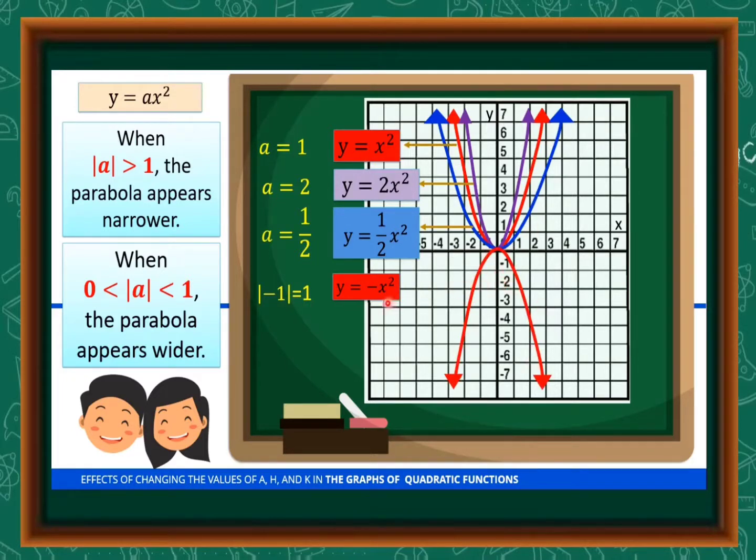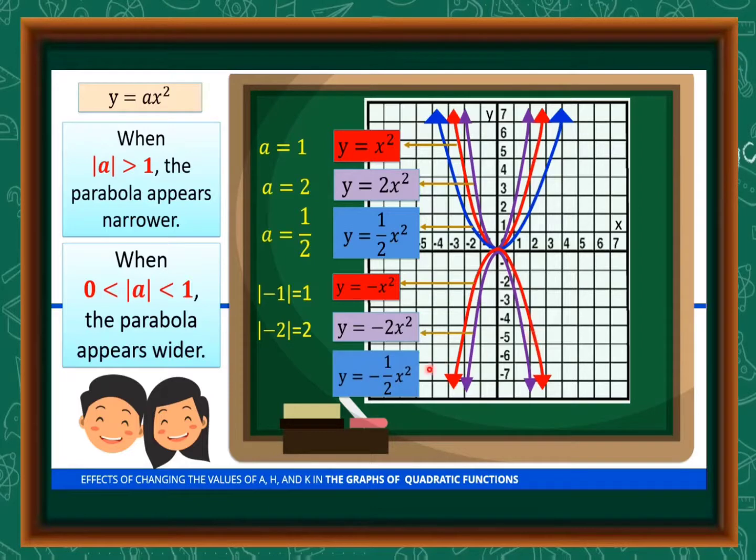Now, paano kapag ang function ay y is equal to negative 2x squared? Since a is negative, the parabola opens downward and absolute value ng negative 2 is 2. That means, mula dito sa graph na ito, ang ating parabola ay mas na-narrow. Okay? Lalapit sa y-axis. So, tandaan, ang kinukuha natin dito ay absolute value ng negative 2 para malaman kung wider or narrower. So, ito ay narrower than the graph of y is equal to negative x squared.